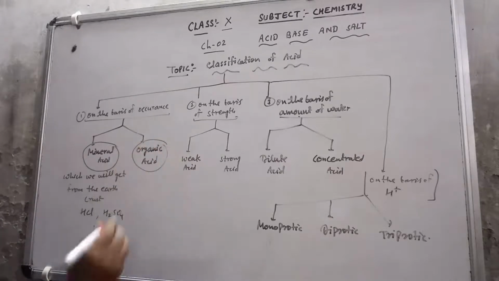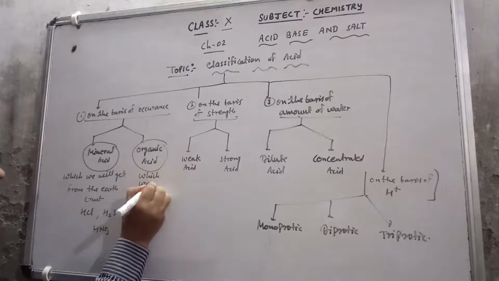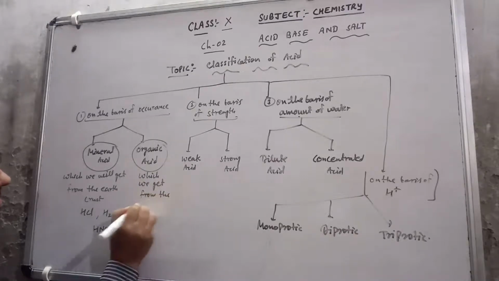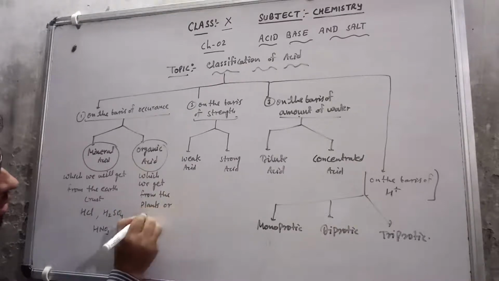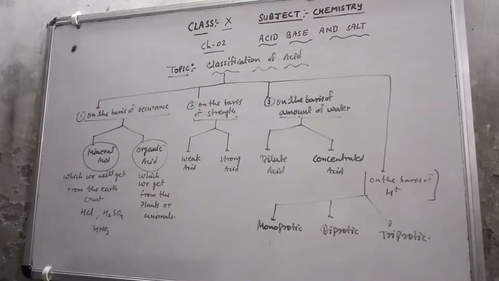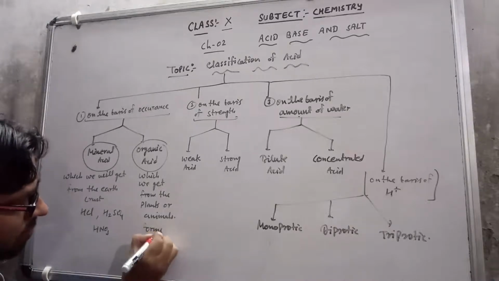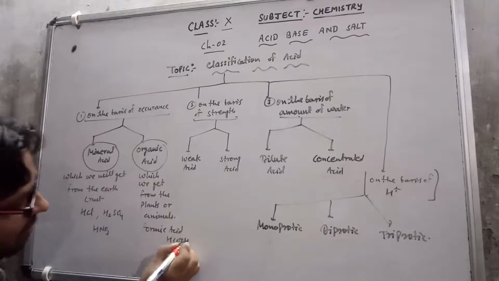Now the second part is organic acid. Organic acid means acid which we get from plants or animals. From the plants or animals, they are called organic acid, like formic acid. Formic acid, the formula is HCOOH.